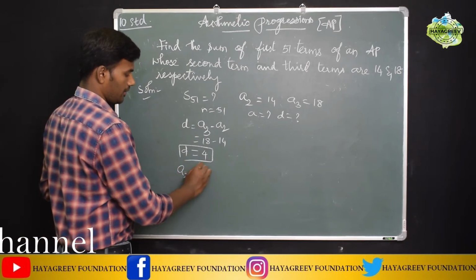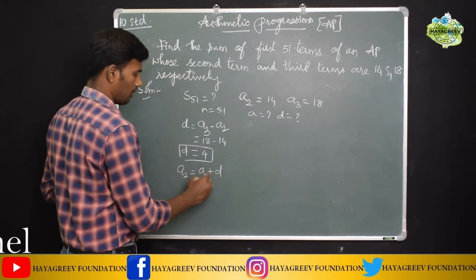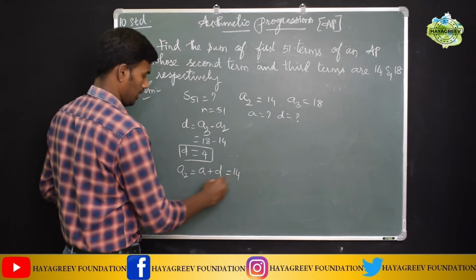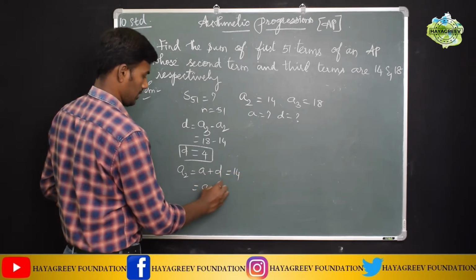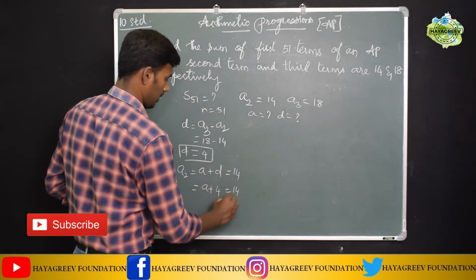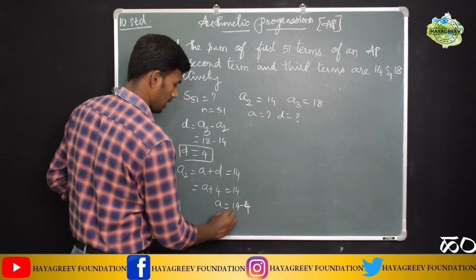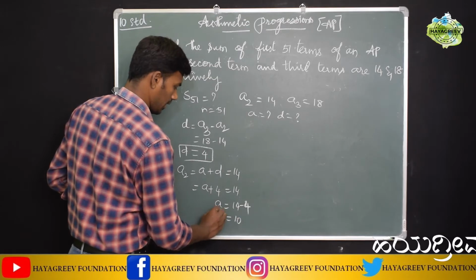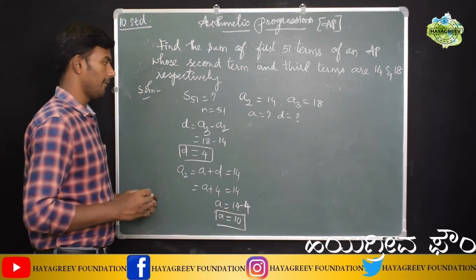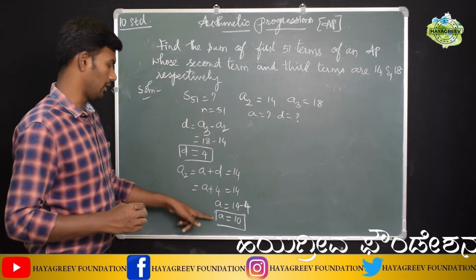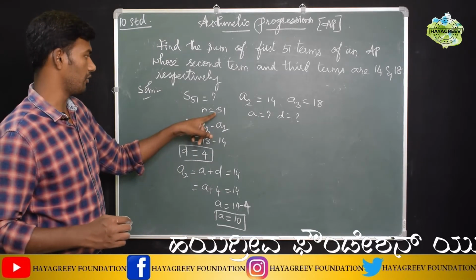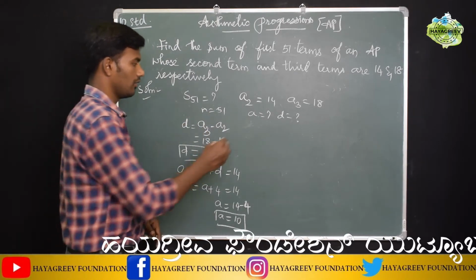Then A2 can be written as a plus d, that is A1 plus d is 14. So a plus d, which is 4, is equal to 14. So a is equal to 14 minus 4, which is 10. So a is equal to 10. Then we have a, d, and n is 51. I have to find S51.